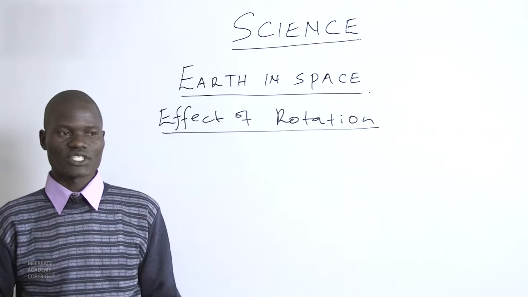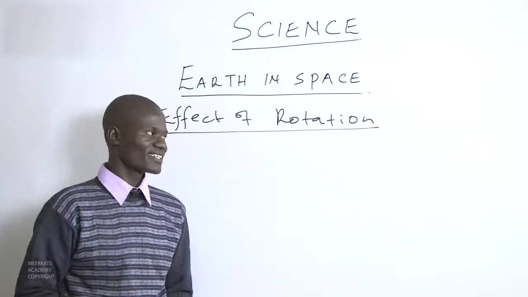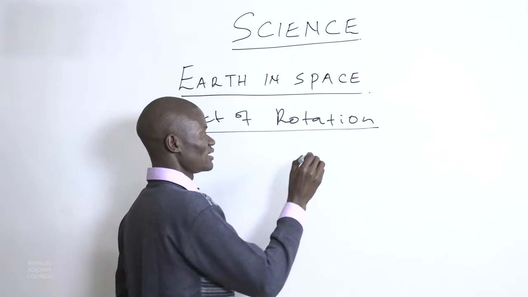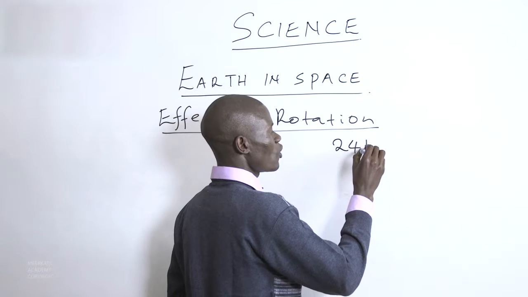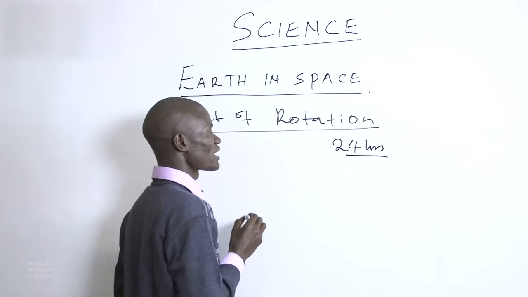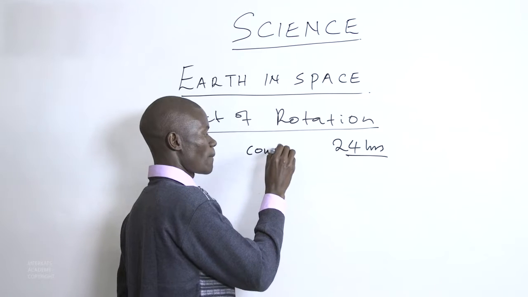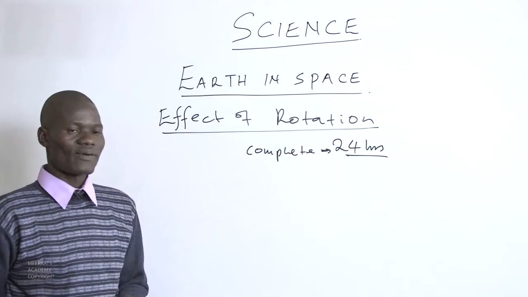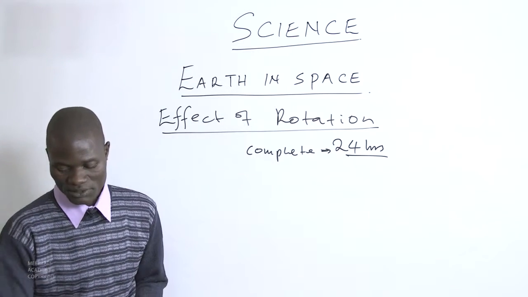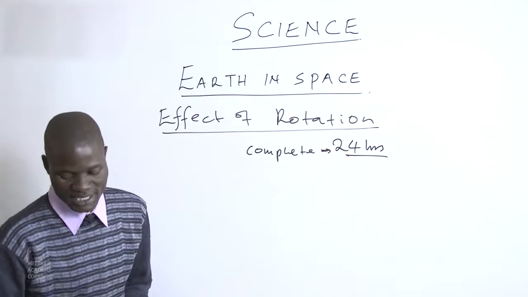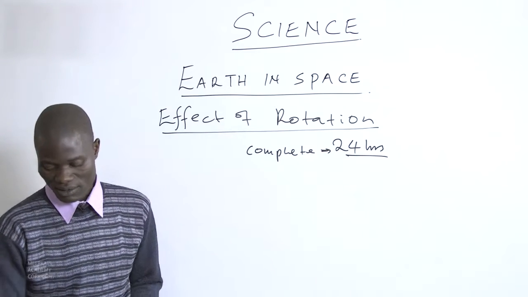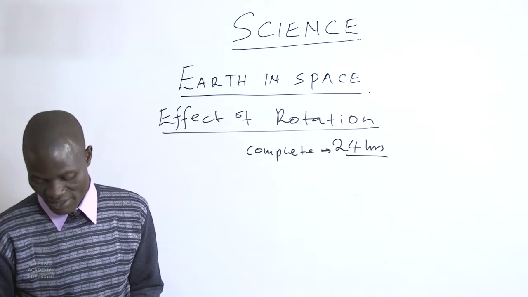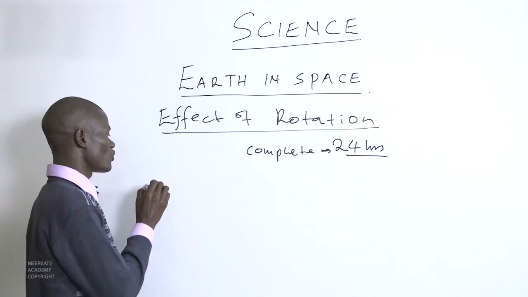When the Earth is rotating on its own axis, it takes 24 hours to make a complete rotation. One of the effects is that it creates day and night. It also causes deflection of winds.